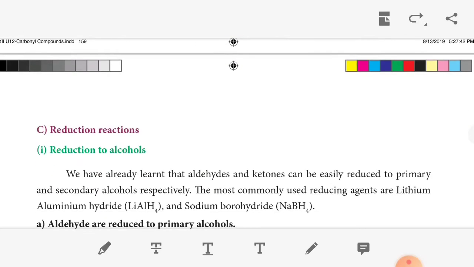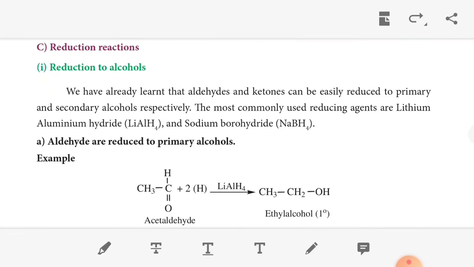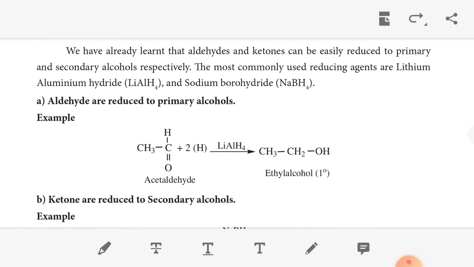Okay. The next one, reduction reactions. We already discussed oxidation. Now reduction reactions. So reduction to alcohol. The aldehydes are reduced to primary alcohol. So this is acetaldehyde.